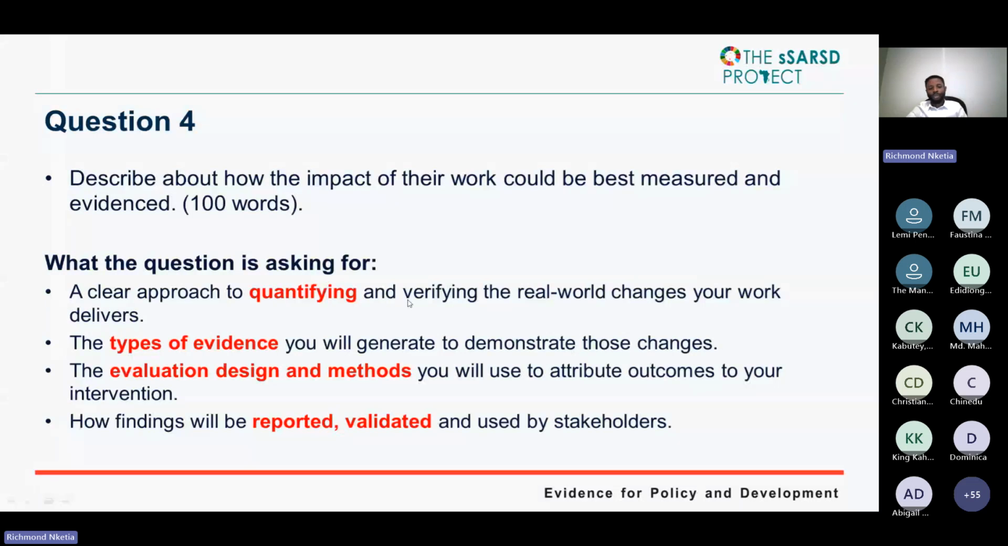So you need to provide a clear approach to quantifying and verifying the real world changes your work will deliver, and the types of evidence you want to gather, whether quantitative or qualitative evidence, the evaluation designs and methods you intend to use, and how you're going to report them, how you're going to disseminate them, and how you're going to validate the results.